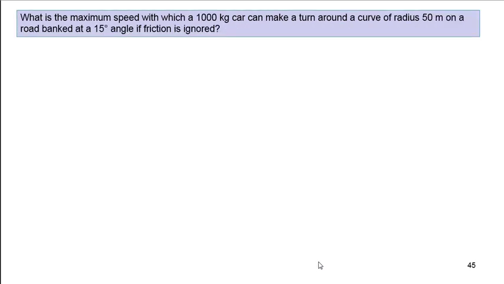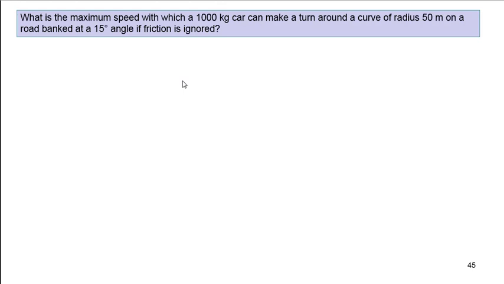Now here's a trickier one. I want to know what's the maximum speed that a car can make a turn with a radius of 50 meters when the road is banked, okay? And we are going to ignore friction, meaning that you can do this even if there's no friction at all, even if you're driving on slippery ice. If you drive at exactly the right speed, you can still make that circle and you won't be sliding down, okay? So that sounds weird, but we're going to prove that right now.